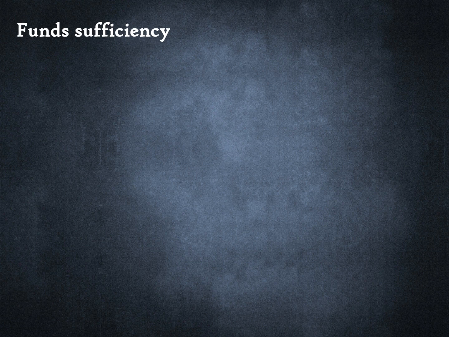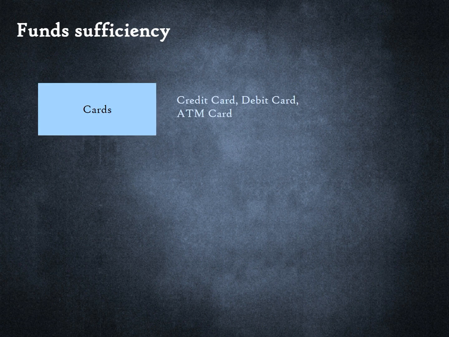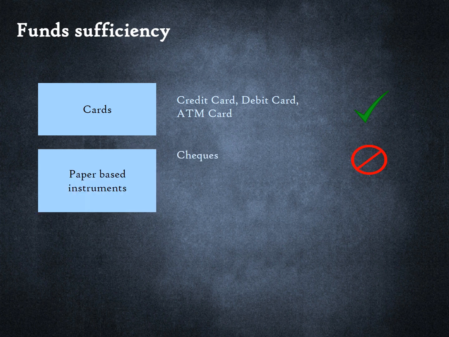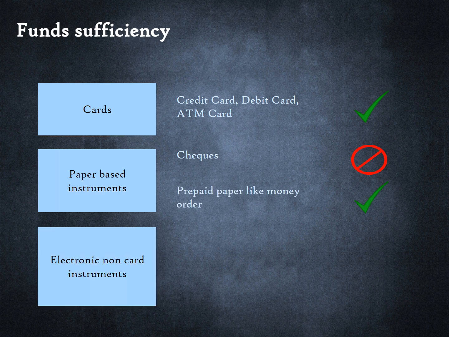Another aspect of authentication is verification of sufficient funds or credit limit. In case of cards, it happens at point of payment. This is not feasible for checks, but for prepaid paper like money order, the availability of funds is guaranteed. Electronic non-card payments can be push or pull. In push, the sufficiency of funds is tested when the payer initiates payment from her account. In pull payments, the beneficiary initiates a direct debit on our account. In pull payments, the availability of funds can only be verified post facto.